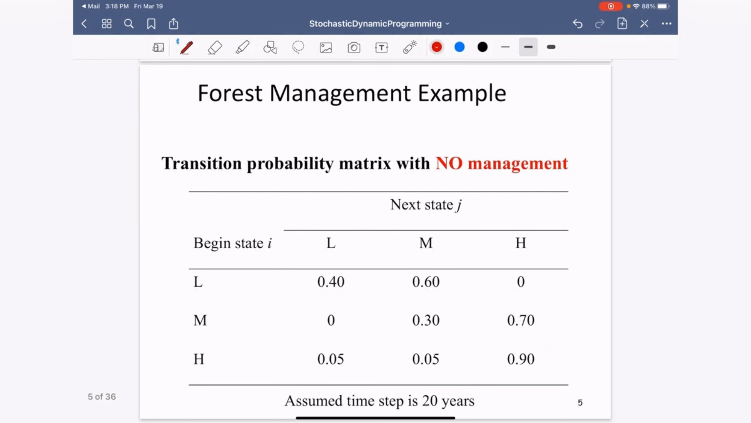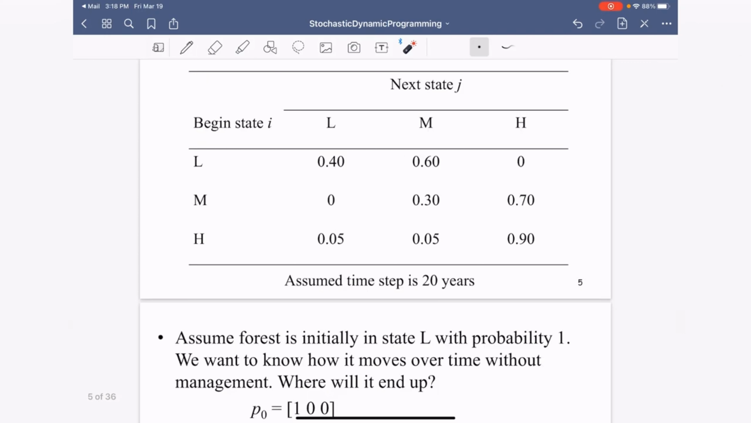Now, in this forest management example, we're going to start with the transition probability matrix when there's no management. So if you're in the low state to begin with, let's say you're at 200 cubic meters per hectare, the chance of staying there is 40%, and the chance of going to the medium, the higher state, is 60%. Notice that the assumed time step is 20 years, so that's a fairly large period of time, but then remember, trees don't grow that fast, and most models that we deal with in forest management use a 10-year time step.